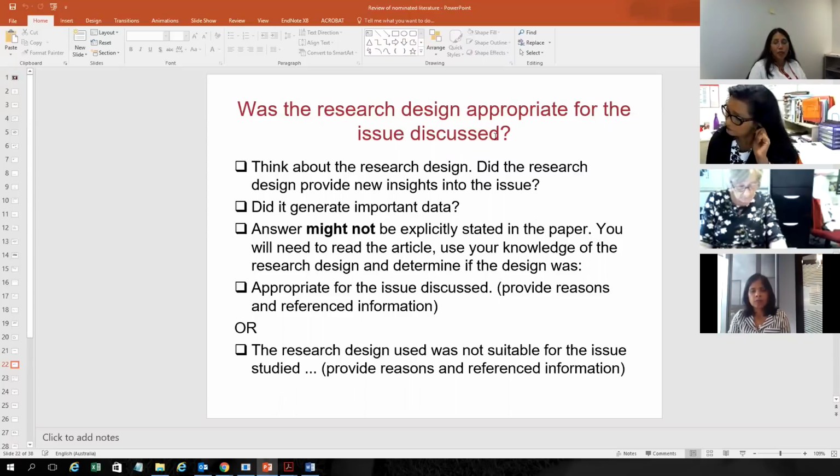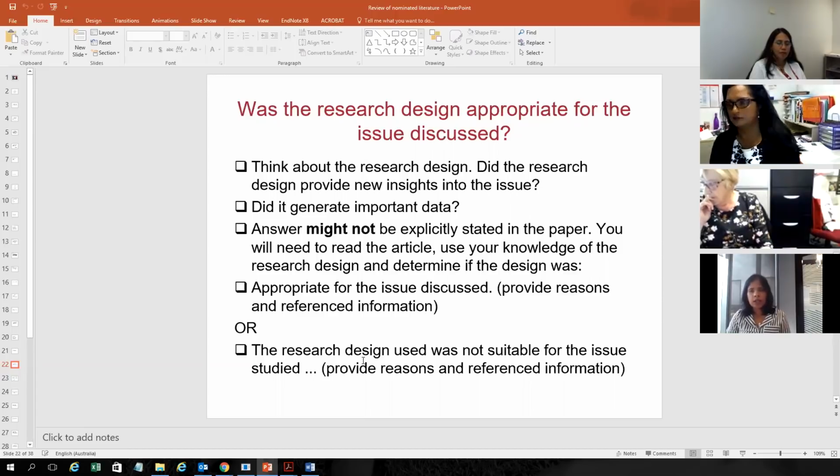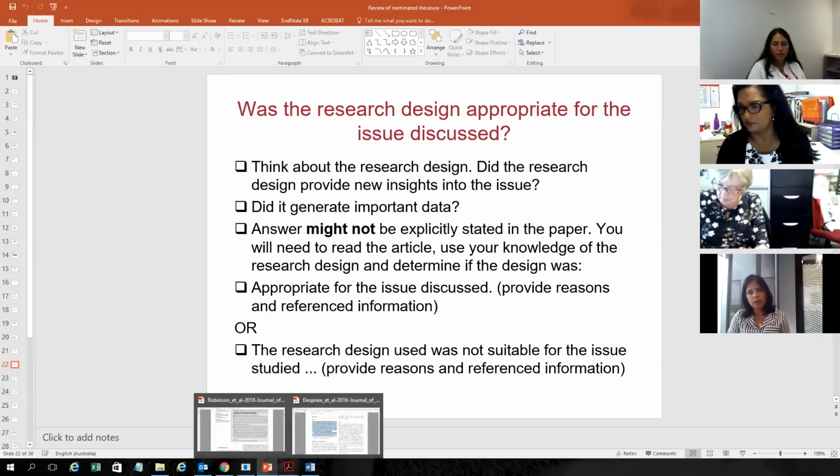And for this part, was it appropriate? You must use referenced information. I repeat, the answer might not be in the paper. You need to work it out by thinking about the aim, the purpose, the participants, what was done, etc. Rona and Shija, do you want to just touch on this a little bit more? Yeah, that's right. You will identify the research design, expand that more with other references, and then connect that with the aim to support saying whether it was appropriate for the aim of the study.